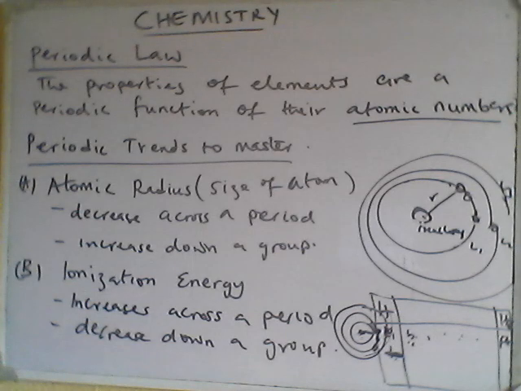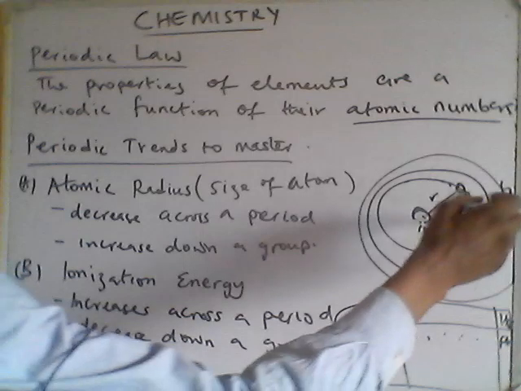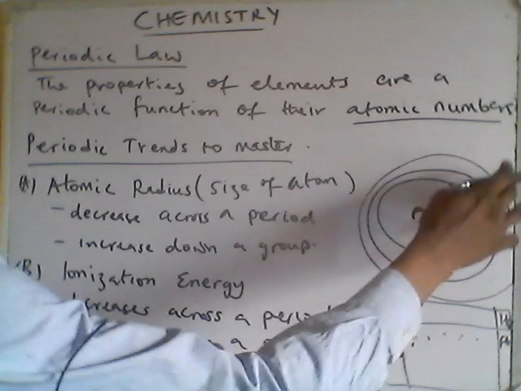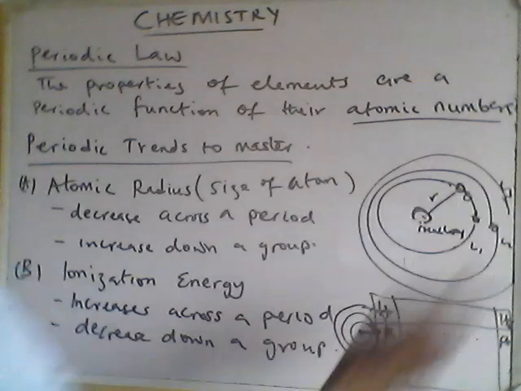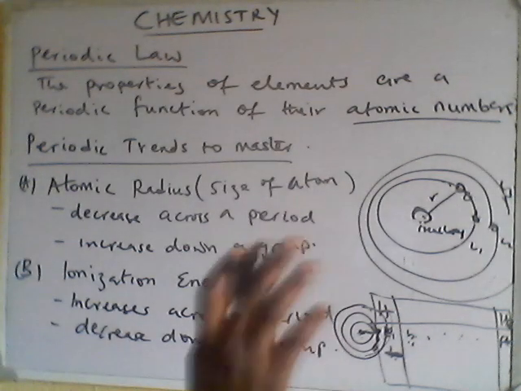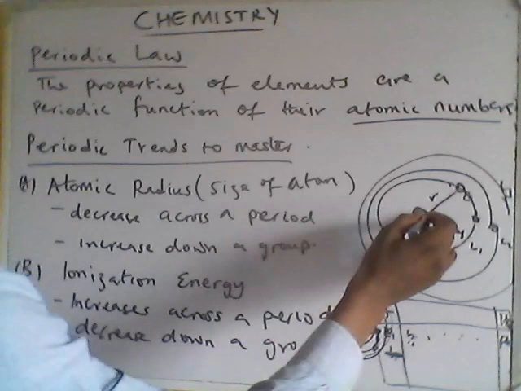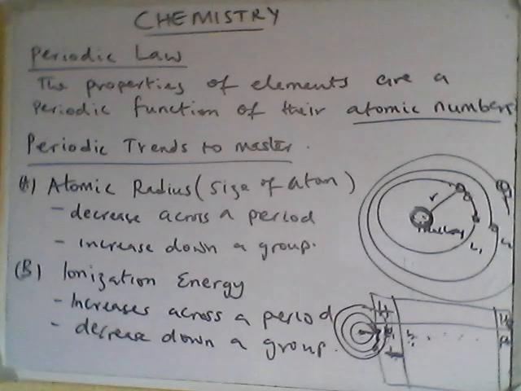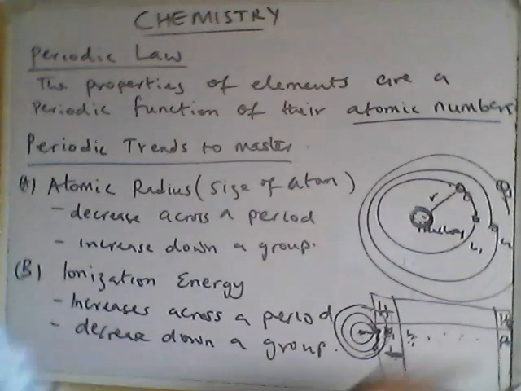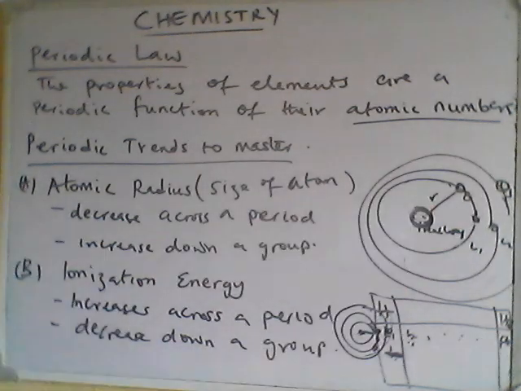But if you are looking at down the group like this, because you have one shell added, the shell is farther away from the nucleus, and it's easier to remove, because the binding attraction between the central nucleus and the electron has reduced. So if it has reduced while the shells are being added, that means the energy required to remove it will be less. So it increases across the period and decreases down the group.